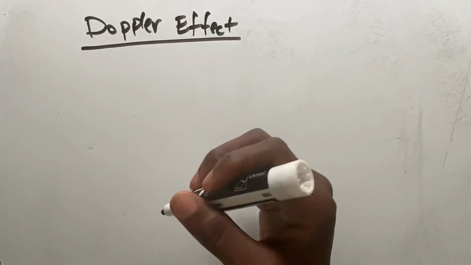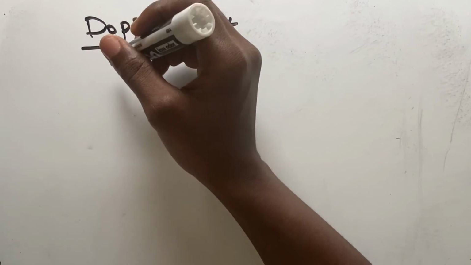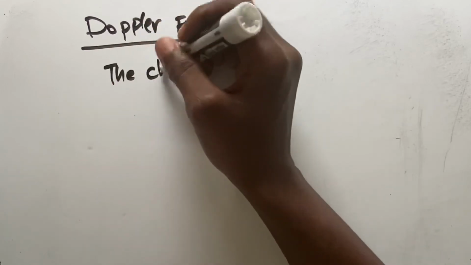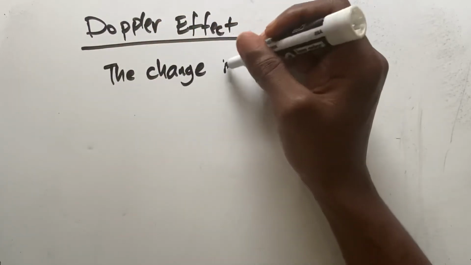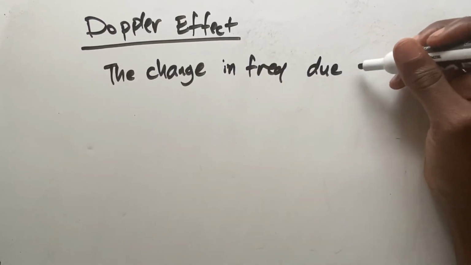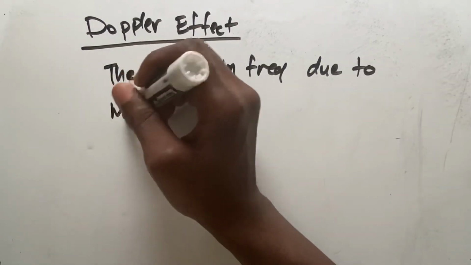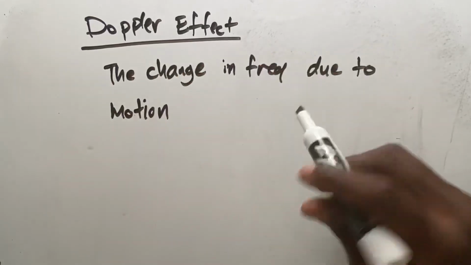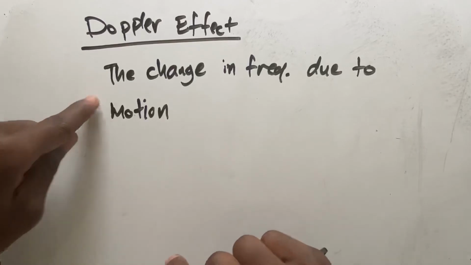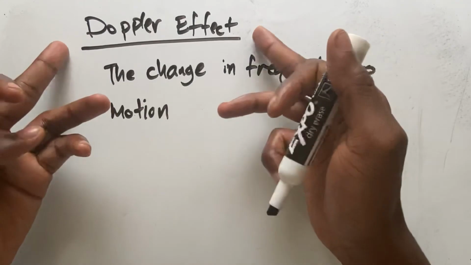So in words, the Doppler effect is basically the change in frequency due to motion. In simple words, the Doppler effect is just the change in frequency due to motion. So if you have sound in motion, then there's going to be some Doppler effect.